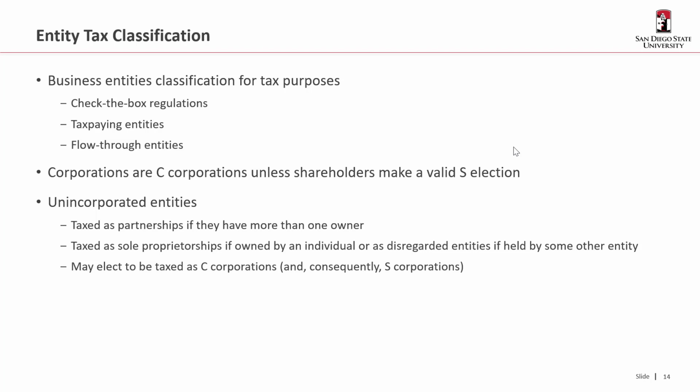If it's owned by an entity, so for example, what if a corporation owns an LLC, then they actually disregard that entity. It's as if it doesn't exist. Now, legally it does, but from a tax perspective, it's treated as if it doesn't exist, and whatever its income is just flows through onto the books and records of the owning entity. Unincorporated entities, as I've mentioned, can simply elect to be taxed as a C corporation, and if they do, they can then elect to be taxed as an S corporation.